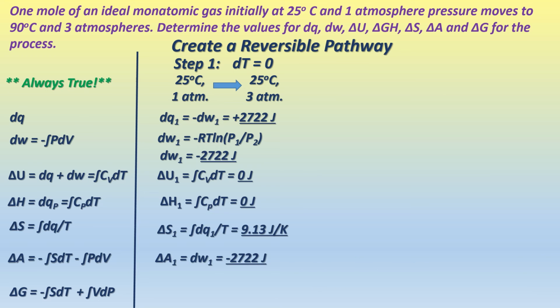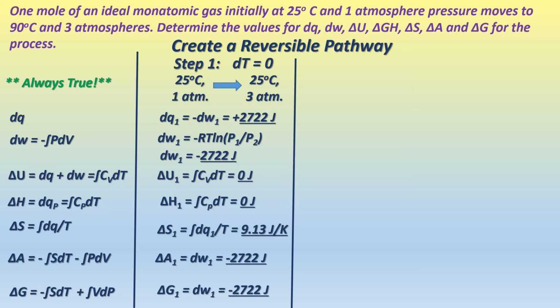Since the temperature is being held constant, delta A is simply minus PdV, or work. Similarly, from the work shown in the isothermal reversible process, at a constant temperature, minus PdV is the same as plus VdP. So for the first step, the Helmholtz energy and the Gibbs energy are going to be equal to the work, both equal to minus 2,720 joules.